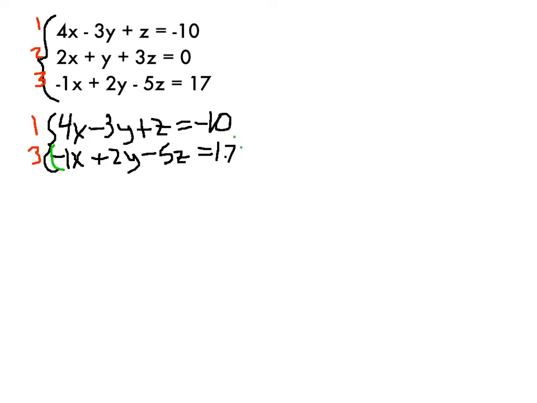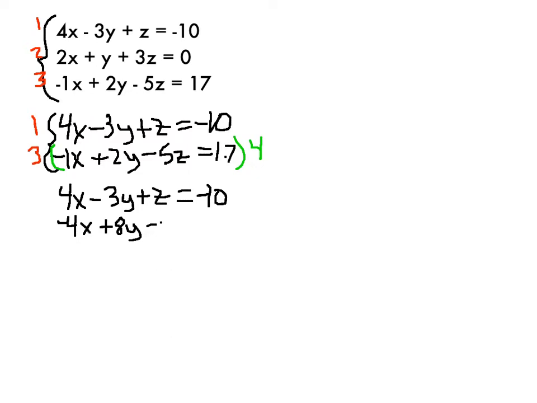To eliminate the x's, I'm going to need, in this bottom equation, the coefficient in front of the x to be a minus 4. It's already a minus 1, so let's multiply the whole thing times 4. Up top, the system won't change. But down below, when I multiply the whole thing times 4, I'll get minus 4x plus 8y minus 20z equal to 17 times 4, which is 68.